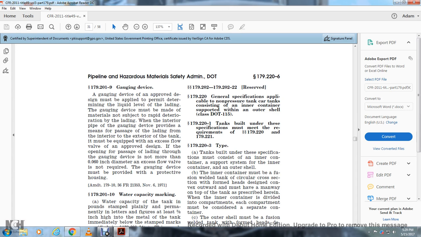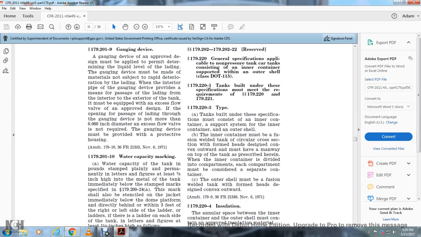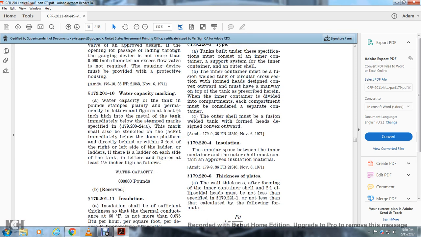179-220-3 type. The tank built under the specification must consist of the inner container with the support system, with the inner container within the outer shell. The inner container must be a fusion welded tank of circular cross section with formed heads designed convex outward. The manway of the tank is prescribed herein, and the inner container may be divided into compartments. Each compartment must be considered a separate container. The outer shell must be fusion welded with formed heads designed convex outward.